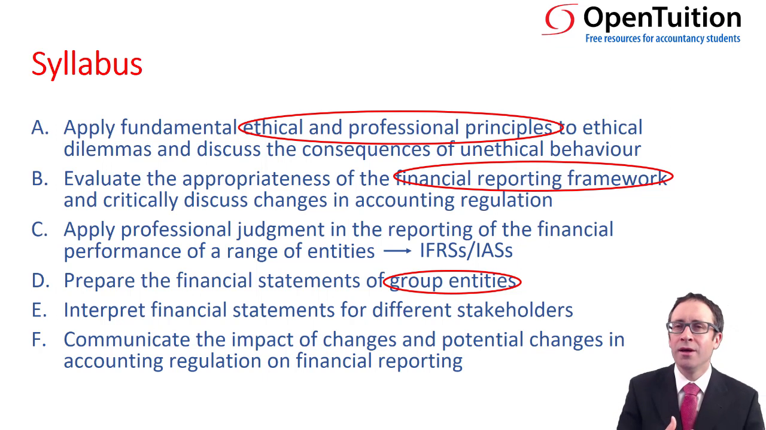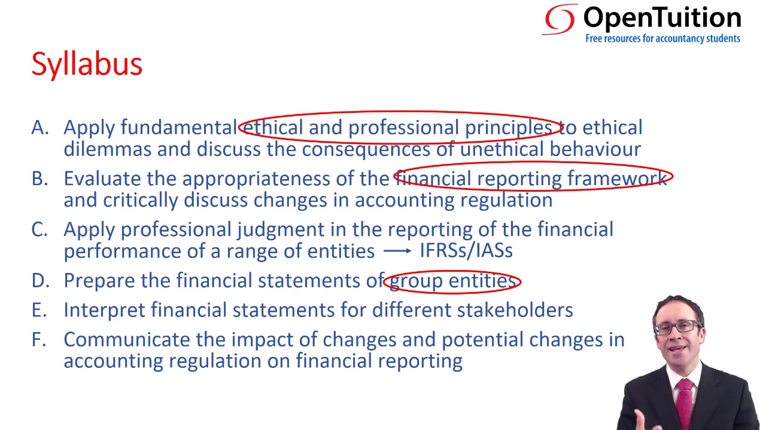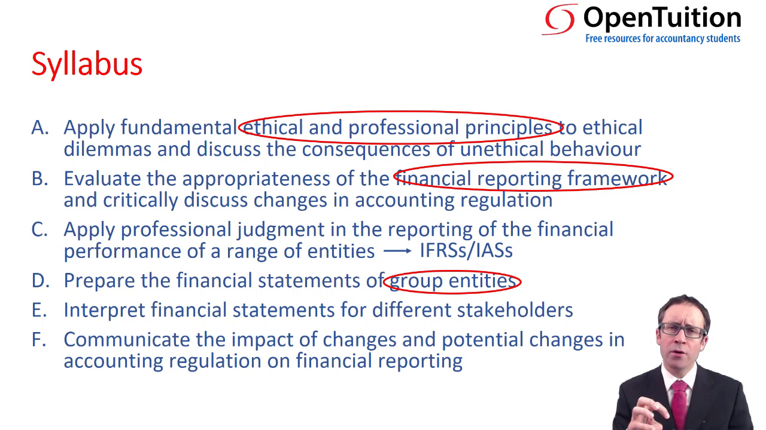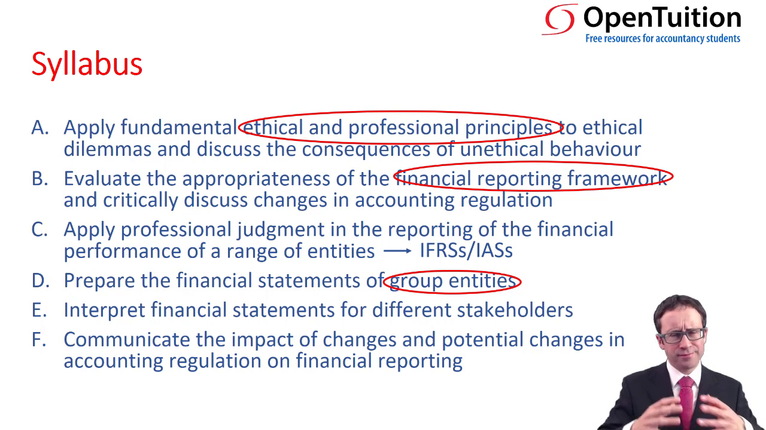And I think this is where one of the biggest differences is from when we've previously seen P2 to where we are now with strategic business reporting. Because for P2, you had 35 marks of the exam that was pure number crunching, which was going through there and preparing a group statement of financial position, a group statement of profit or loss and other comprehensive income, or a group statement of cash flows.